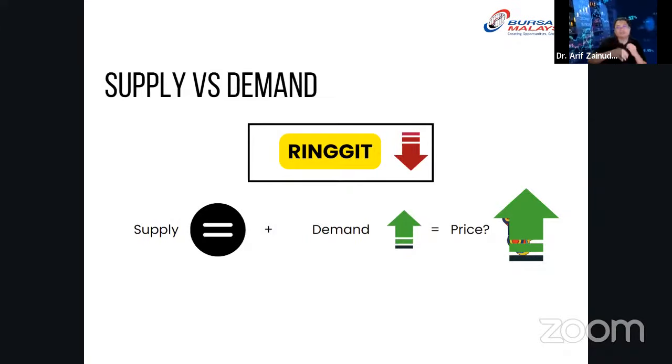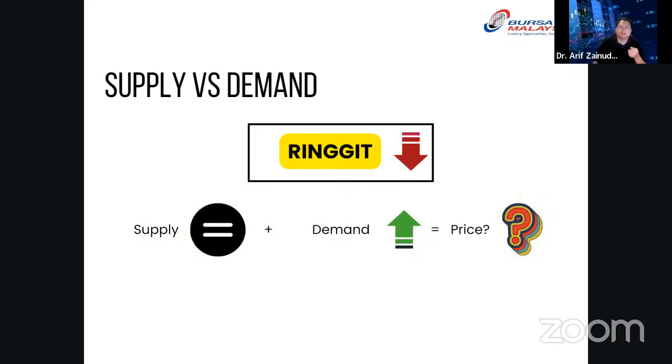If ringgit is weak, when they convert their money, they will get more ringgit. So when they have more ringgit, they can buy more. When they're buying more, demand will increase. When demand increases, the price will increase, because of the direct effect on the demand.